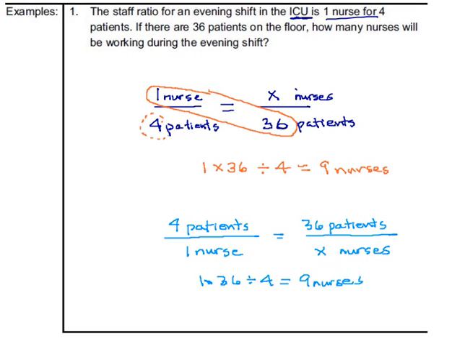So you don't really have to worry about which unit is on top. What you have to worry about is that the units are lined up. In both of these we have patients on top, nurses on the bottom. If you're consistent about that, these will work fine.